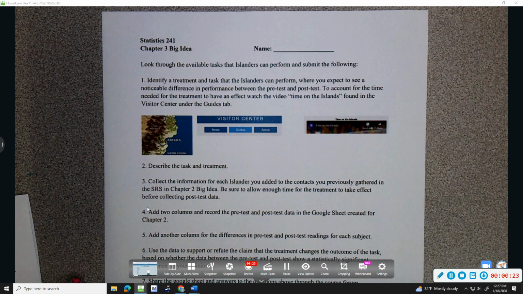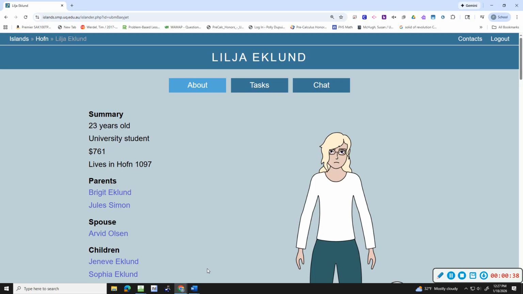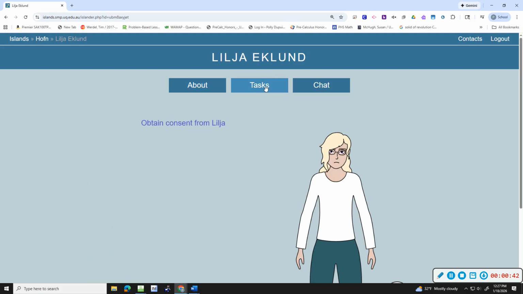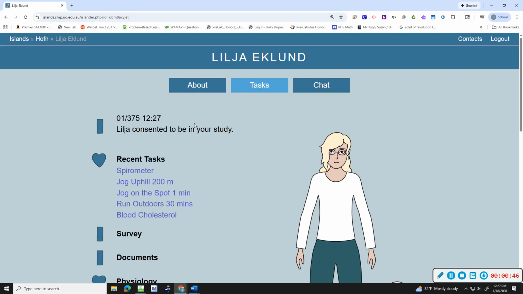You're going to have to come up with an experiment that involves giving these islanders a treatment. You need to research the type of treatment you want to give the islanders based on the tasks that are available. So if you visit the islands and you are in one of your contexts, you can see, if you haven't already, the tasks that you can give to this particular islander.